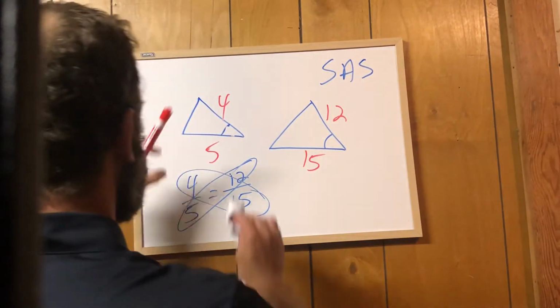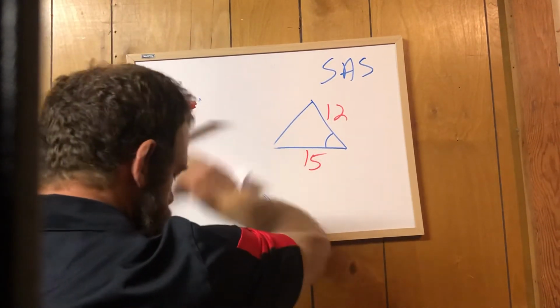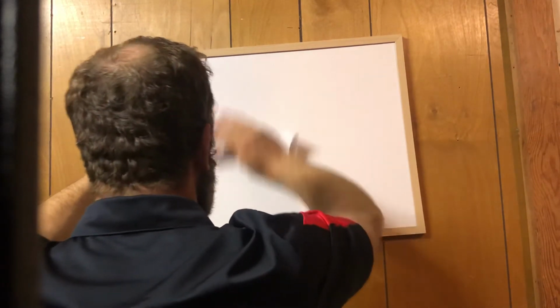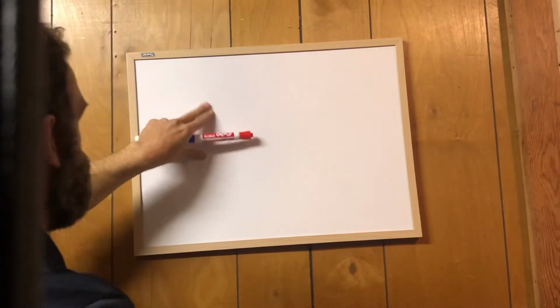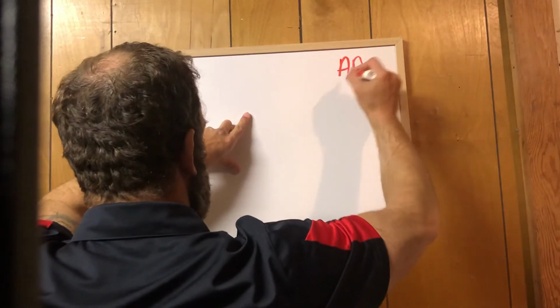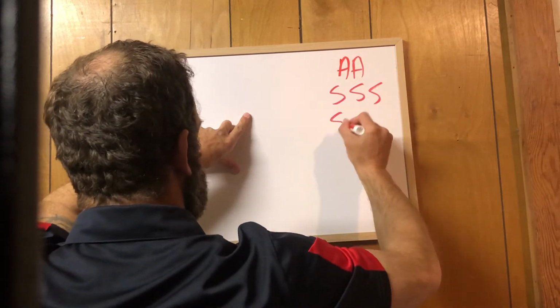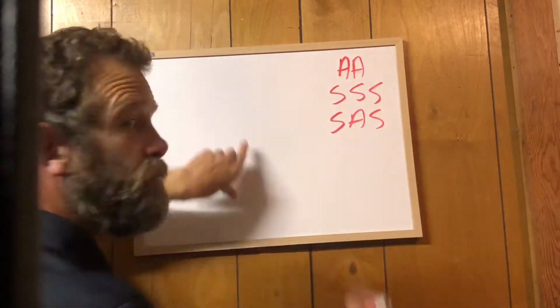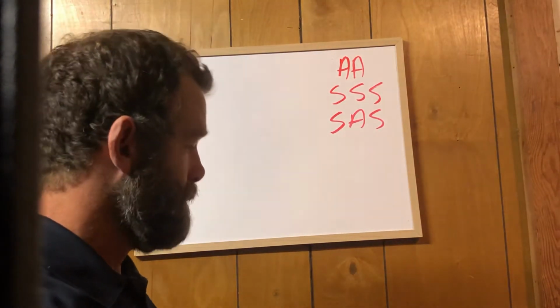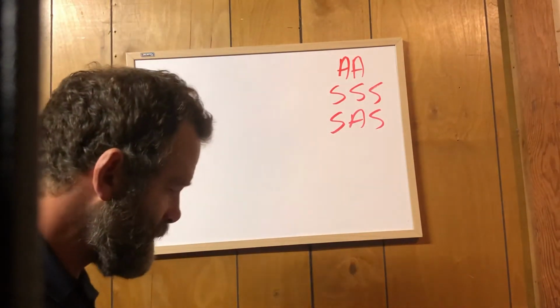All right, so let's look at the very first example. I give you a lot of examples, and all I'm going to ask you is what conjecture makes them similar. So I'm going to write up the three conjectures right here. The first one is angle, angle, then side, side, side, and side, angle, side. These are the only three conjectures that make triangles similar. That's it. Just these three conjectures. All right, so with that, let's check it out.